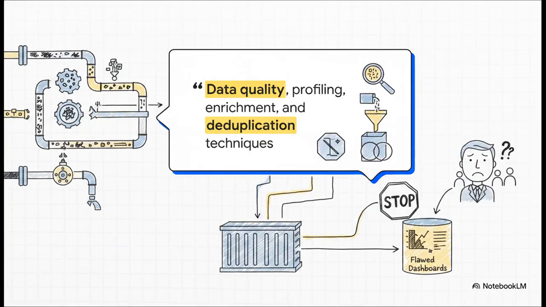I really want to pause on that transformation step for a second because it's absolutely paramount. As our syllabus highlights, data quality, profiling, enrichment, and deduplication are just non-negotiables. You literally cannot skip this.